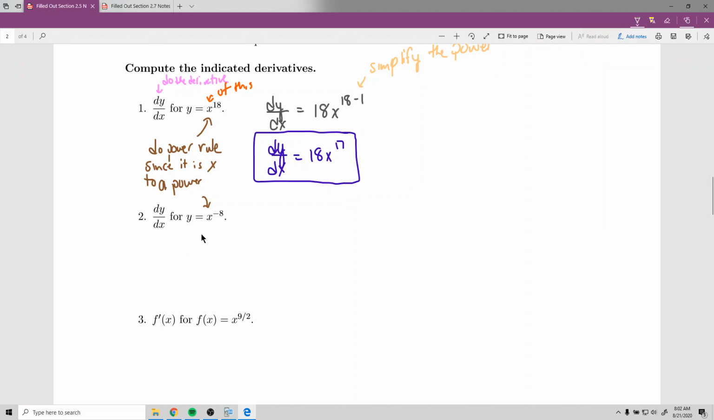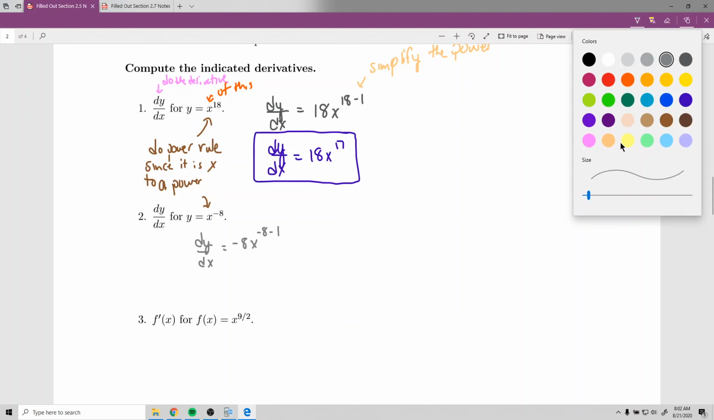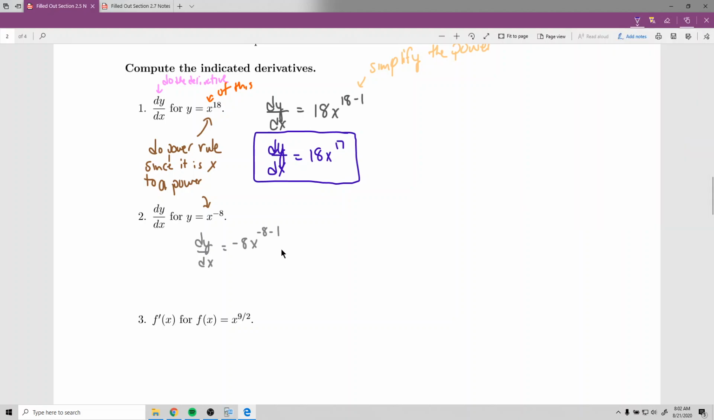And the derivative of this, we get dy over dx. We bring the power down with the negative. We rewrite our x, and then we subtract 1 from the power. Right? And then once again, just simplify the power. There's nothing else to simplify here.